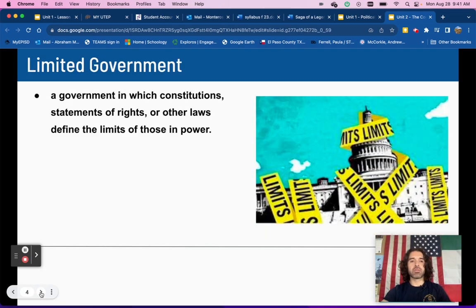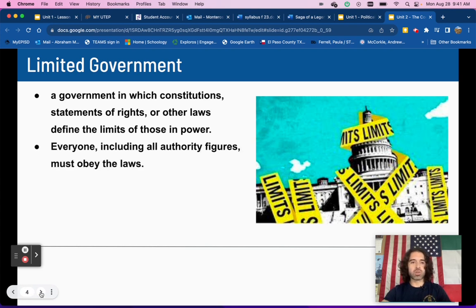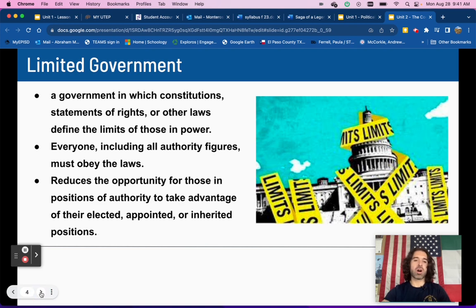First term is limited government. A government in which constitutions, statements of rights, or other laws define the limits of those in power. Everyone, including all authority figures, must obey the laws, and this reduces the opportunity for those in positions of authority to take advantage of their elected, appointed, or inherited positions. This principle limits government from being too powerful. Okay, limits government.